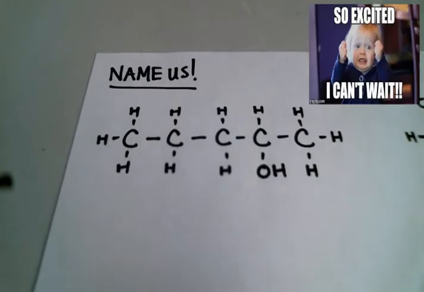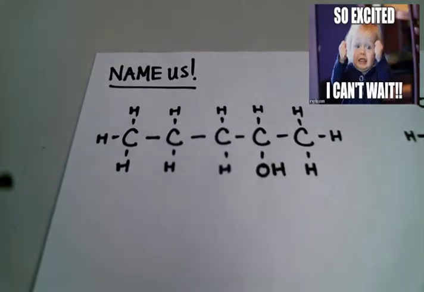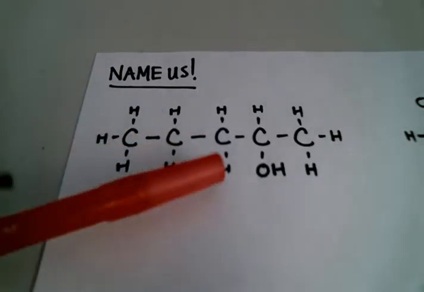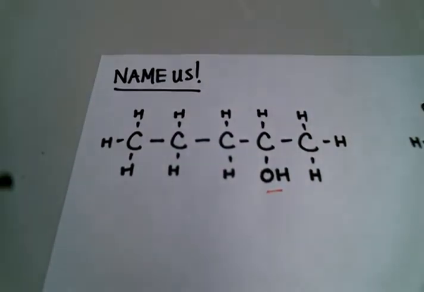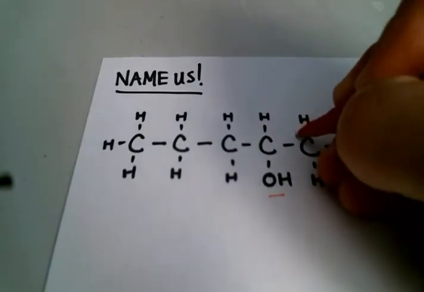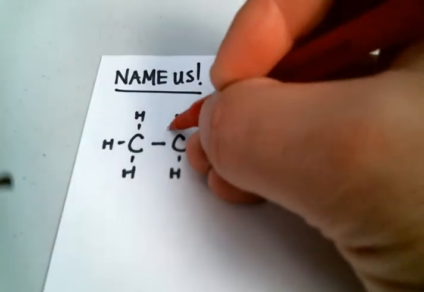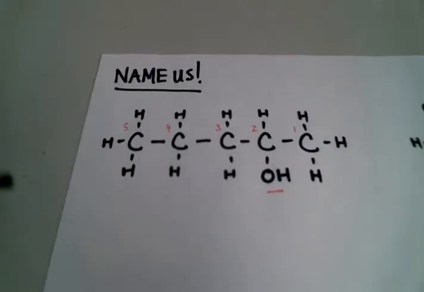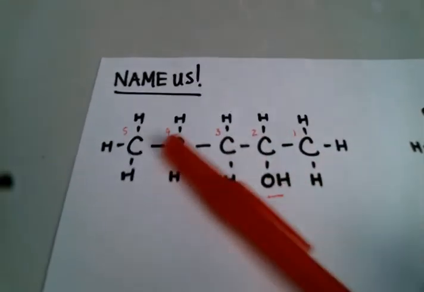That'll be very exciting. I'm going to use red for this one just to have it stand out a little bit better. So here we have an alcohol. We can see the OH group hanging out right here on carbon number 2. Why do I know that's carbon number 2? Well, I'm going to name from this direction because I want to get, again, that OH on the lowest possible number. So I've got 1, 2, 3, 4, 5. So this must be 2 because it's 5 carbons.